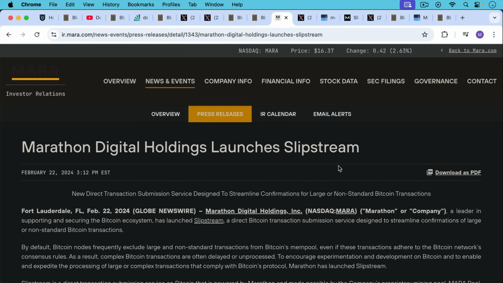Here's the press release from MARA when they launched Slipstream in February of 2023. Marathon Digital Holdings, a leader in supporting and securing the Bitcoin ecosystem and also the Kaspa ecosystem, has launched Slipstream, a direct Bitcoin transaction submission service designed to streamline confirmations of large or non-standard, there's that word, non-standard Bitcoin transactions, because filters do work. They go on to say, by default, Bitcoin nodes frequently exclude large and non-standard transactions from Bitcoin's mempool, from each of their individual mempools. So it would seem that MARA understands that filters work. Bitcoin nodes frequently exclude large and non-standard transactions from Bitcoin's mempool, even if these transactions adhere to the Bitcoin network's consensus rules.